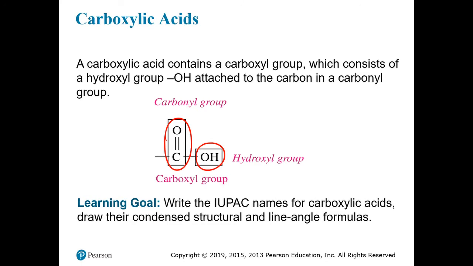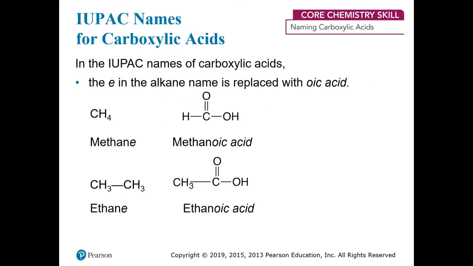In this section, we're again going to learn the IUPAC naming system for these, as well as how to draw their condensed structural and line angle formulas. In the IUPAC naming system for carboxylic acids, you simply drop the E at the end of the alkane chain and replace it with oic acid.